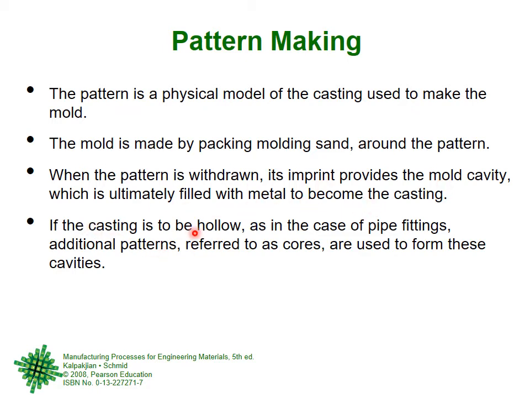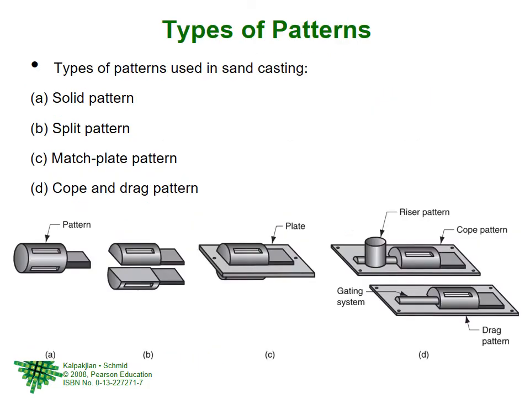If the casting is to be hollow, as in the case of pipe fittings, additional patterns known as cores are used to form these cavities, right? So the normal pattern is one pattern which you use to make the mold cavity. But if the casting is hollow, then two patterns, one the main pattern and another called a core, are used together so that you can make a hollow casting.